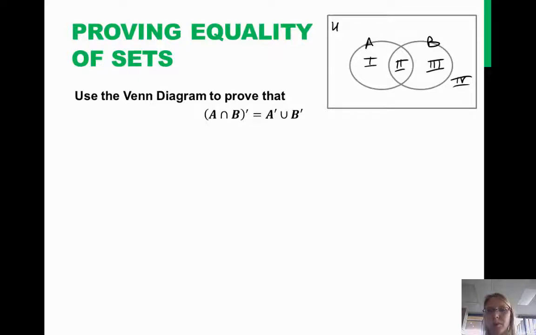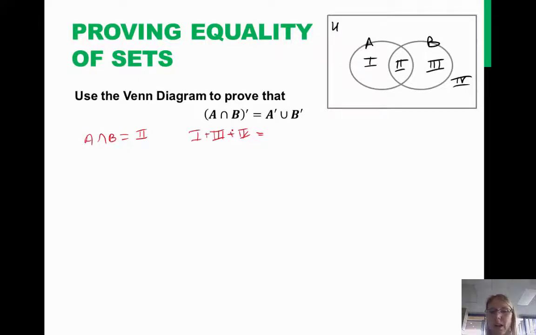And what we're going to do is remember that we're going to use the regions that we have listed here. We have 1, 2, 3, and 4 to help us prove that the left side is equal to the right side. So the first thing I want to do here is find out what A intersect B is and what region that is. Well, really A intersect B is Roman numeral 2. And what is not Roman numeral 2? Well, that's going to be 1, 3, and 4. So I'm going to list that right here. So 1 plus 3 plus 4. That will be the left side of my equation.